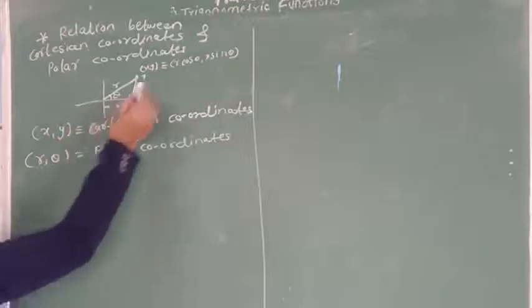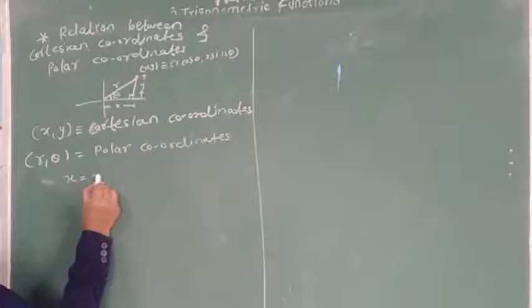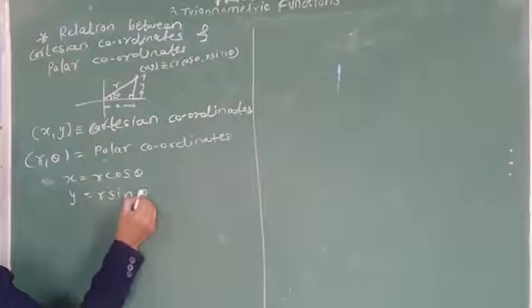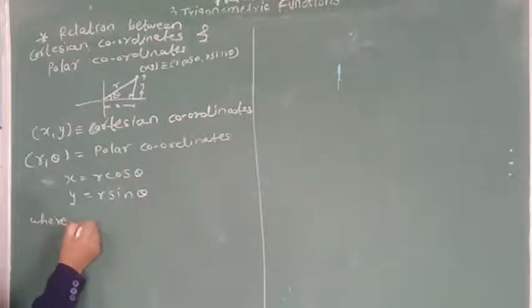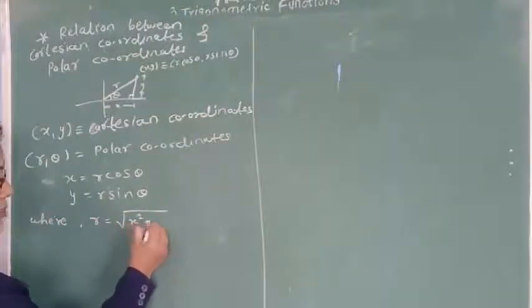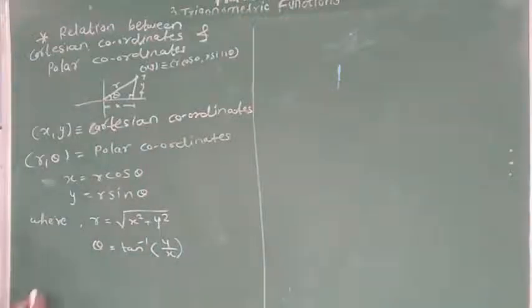So from this, x is equal to r cos theta and y is equal to r sin theta. We can find the value of r: r is equal to under root of x square plus y square, and the value of theta is tan inverse of y by x. So this is the relation between Cartesian and polar coordinates.